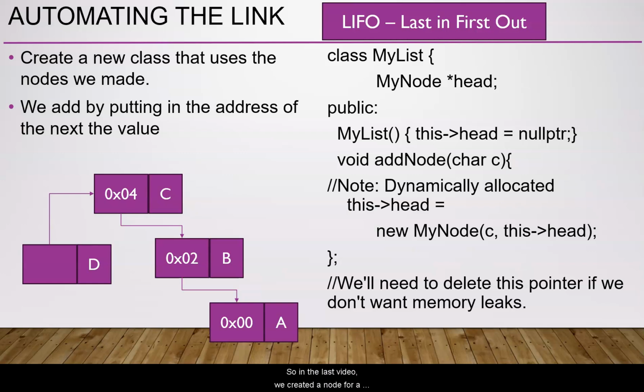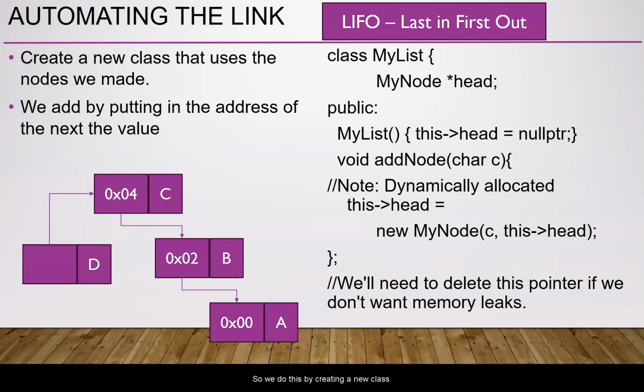So in the last video, we created a node for a singly linked list. And now we're going to take that node and start making a linked list out of it. What I'm going to show you is last in, first out. Basically we're going to be making this list where we have our A, and then each one of them points to the previous one, so that the last one is pointing to the previous one and back until it gets to the first one. So that's the one we're going to be building in this one.